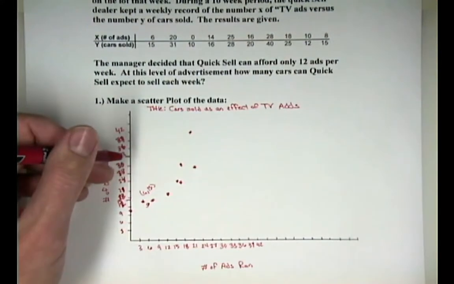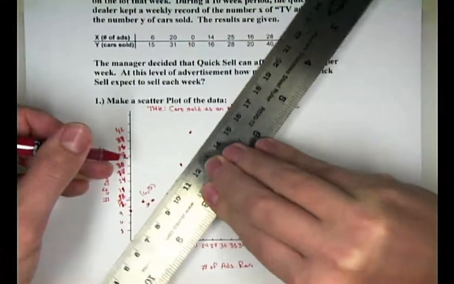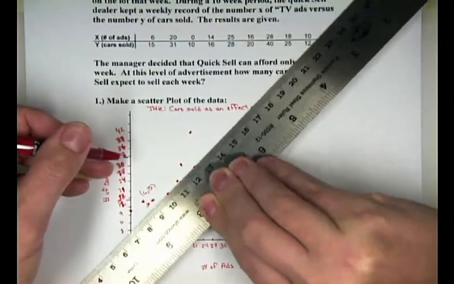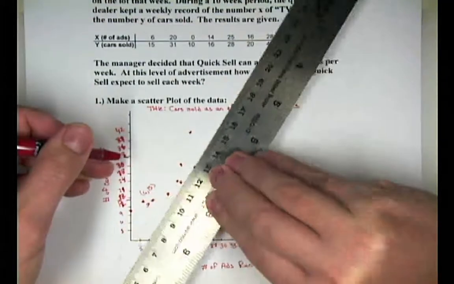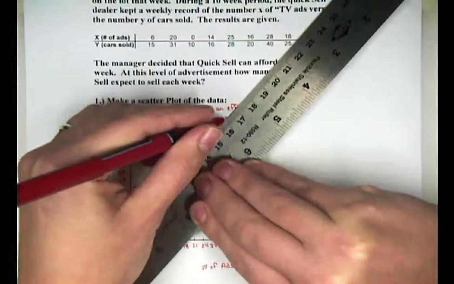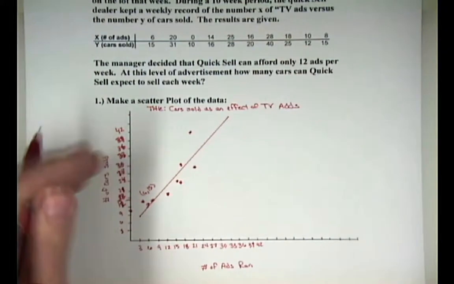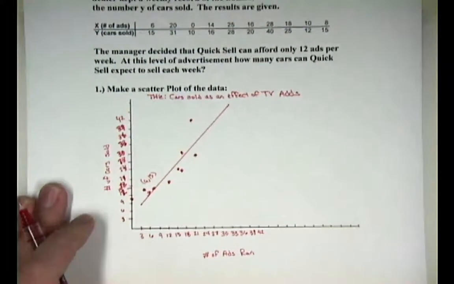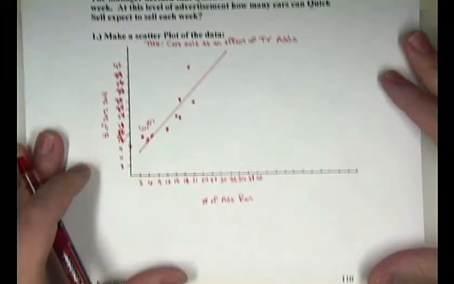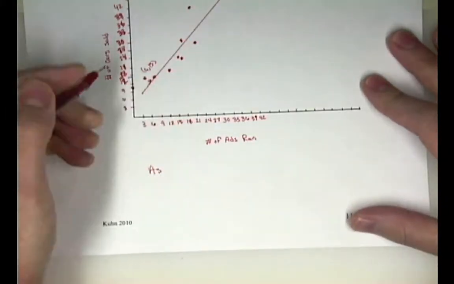So I've got this little kind of dot thing going on. If I try to put my ruler to go through the majority of the dots, because I want to see if there's some sort of linear relationship happening, I just kind of draw a rough line like that. And what you can say about the picture is, always talk about the slope.